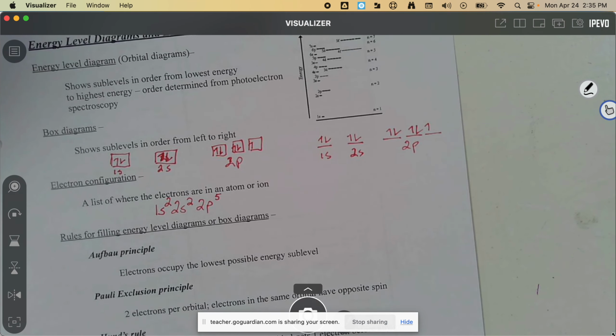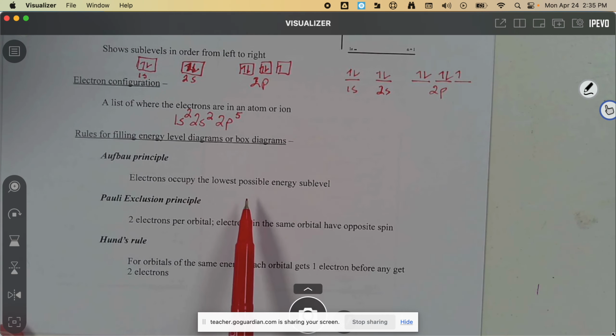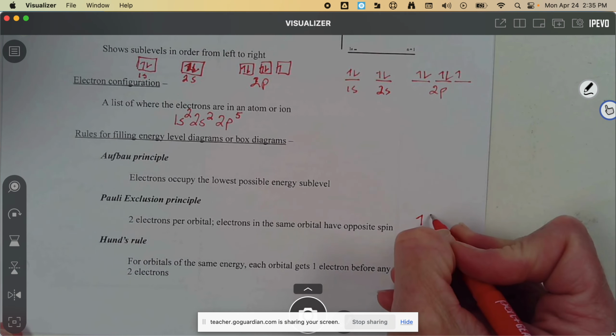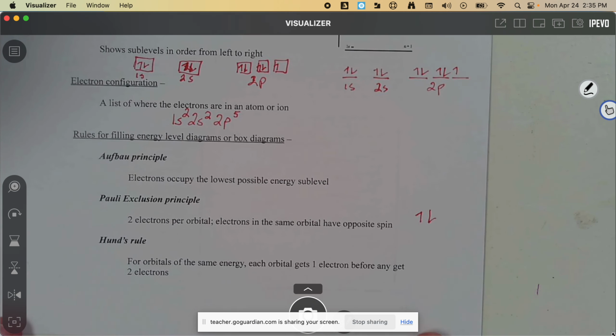When we fill up the energy level diagrams, we follow 3 rules, which basically say, start at the bottom and work your way up. 2 electrons per orbital, 1 of them spin up, 1 of them spin down, and be fair. So for orbitals at the same energy, give everybody 1 before anybody gets 2. It's sort of like putting kids into bedrooms at your house. You don't dump them all in the same bedroom because they'll fight with one another. You go, okay, 1 of you in here, 1 of you in here, 1 of you in here. And then when the 4th kid comes along, you're like, well, all right, you're going to have to double up now.